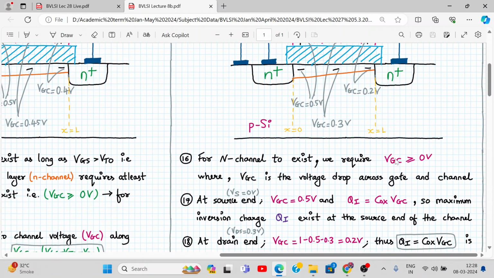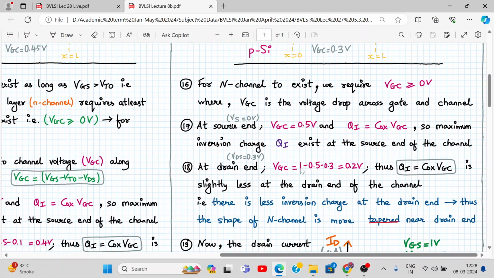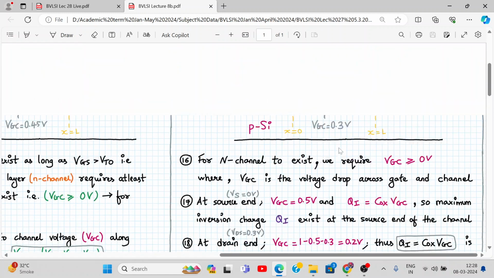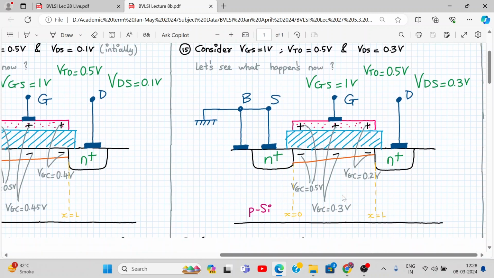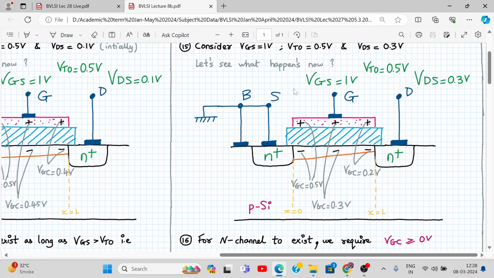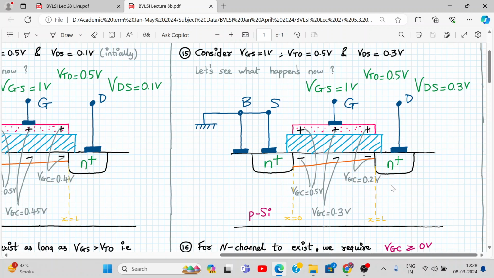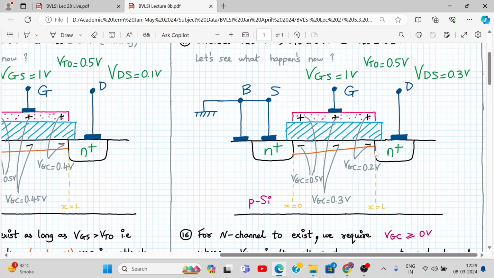So for the N channel to exist, VGC should be greater than 0. Otherwise the channel will not exist. So VGC is the voltage drop across the gate and the channel region. At the source end, the gate to channel voltage is 0.5. So QI will be maximum at the source end. Yes or no? Are you seeing this? Yes. Sir, at the drain end, what is VGC? 1 minus 0.5 minus 0.3. That will be 0.2. So QI is slightly less at the drain end. Okay, so there is less inversion charge at the drain end and more inversion charge at the source end.